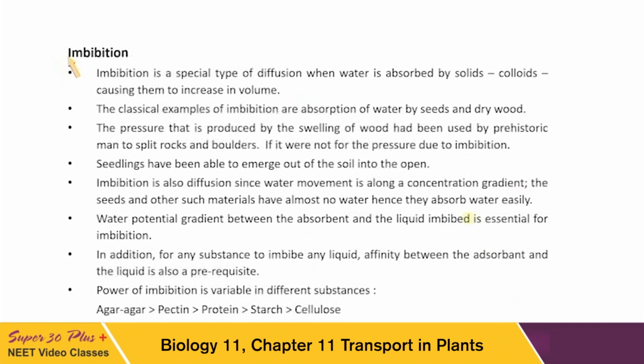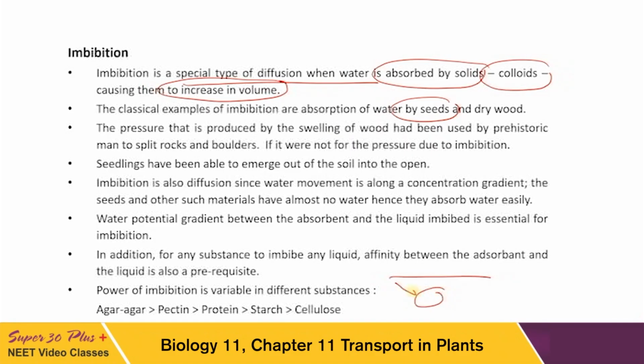Right? Now we have to see the next one, imbibition. Imbibition is also a special type of diffusion in which water is absorbed by solid colloids, water loving substances, and because of this they increase in volume. A classical example is water absorption by seed. When the seed is kept in soil, it will absorb the water, and the seed inside is having water loving substances. The seed coat will burst and the seedling will come out. It is because of imbibition.